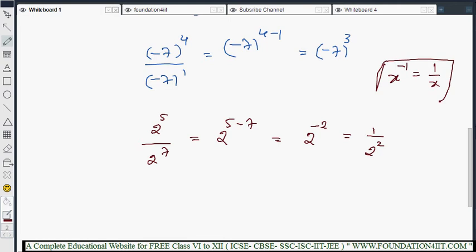This is only power 1. Or else, if you take x to the power minus a, you can write 1 by x to the power a. So that power we can write in the denominator to change it. So this is the second law.